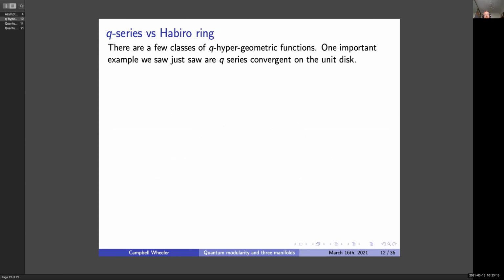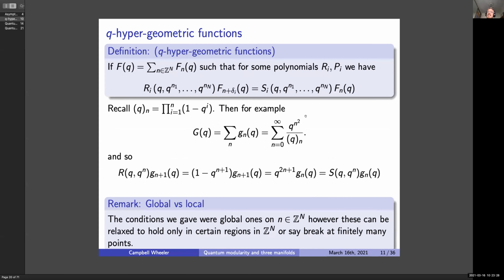Okay. So as already mentioned, there are different ways that these q-hypergeometric functions can arise, for different kinds of q. The example we just saw, this Rogers-Ramanujan function, is a q-series that's convergent on the unit disk.